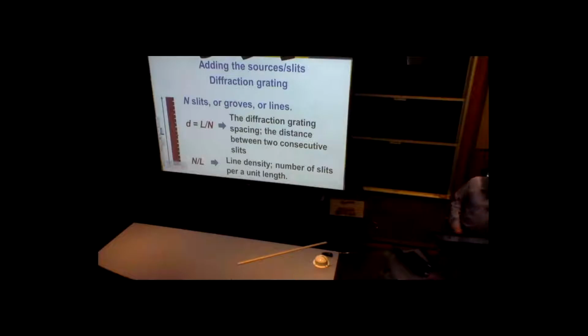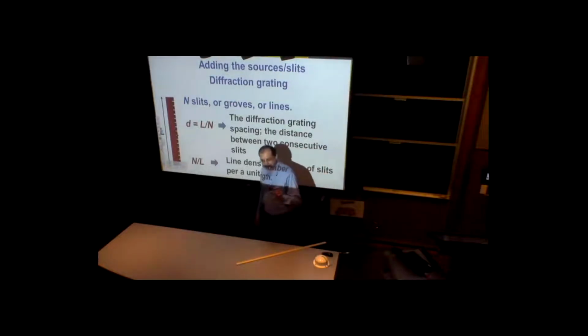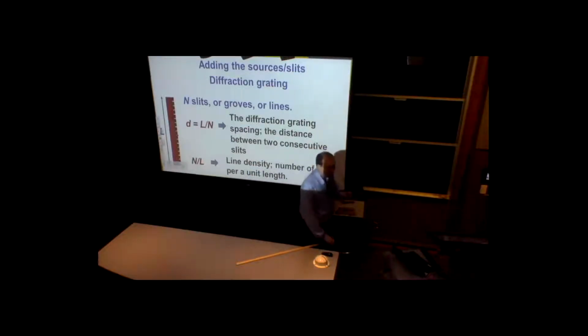The last optical device to talk about today is a diffraction grating. A diffraction grating is a device which has lots of slits, many. So what do we do? We take a piece of glass and we make one scratch, second, third, fourth, and we keep scratching until we get thousands or even more.